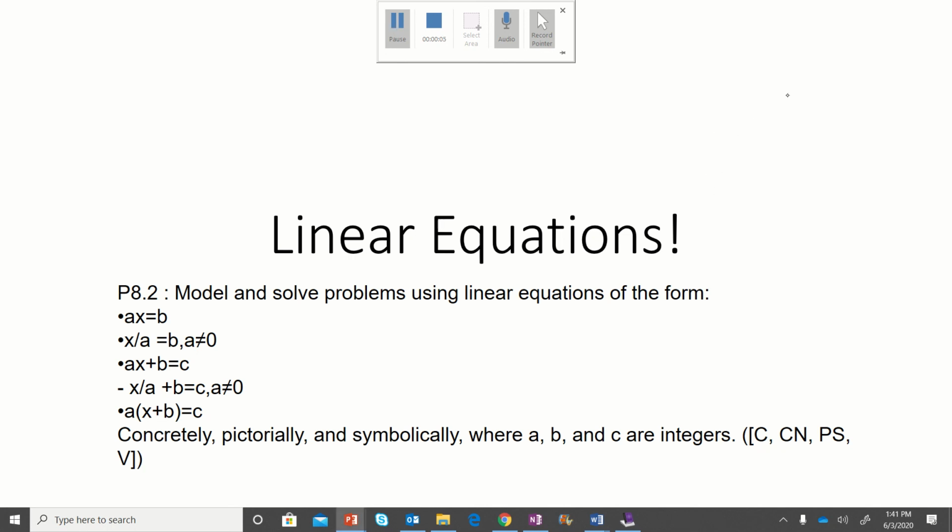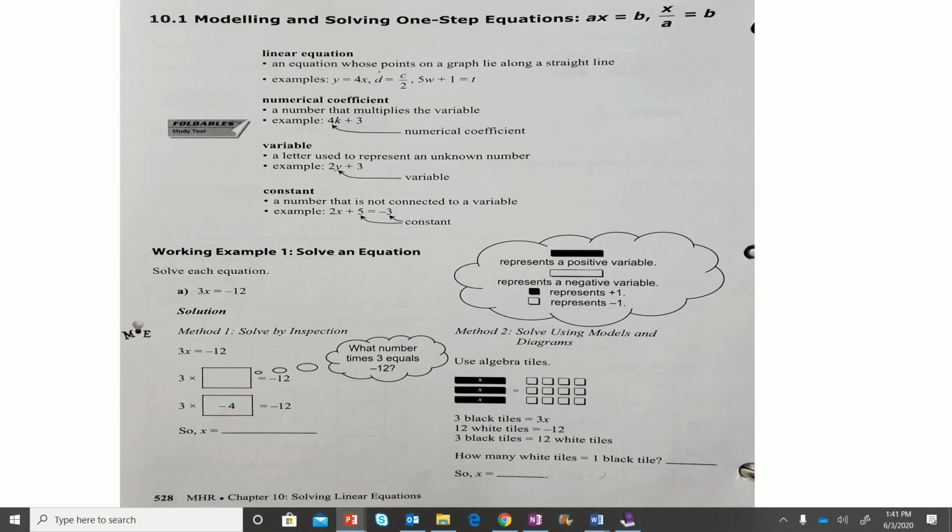Model and solve problems using linear equations of the form, and there's all our forms: concretely, pictorially, and symbolically, where a, b, and c are integers. The first part is modeling and solving one-step equations: ax equals b and x over a equals b.